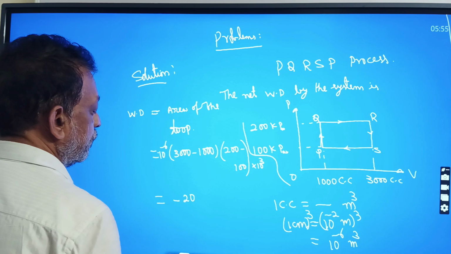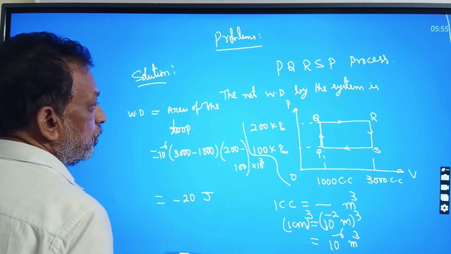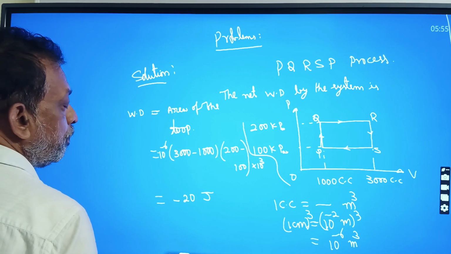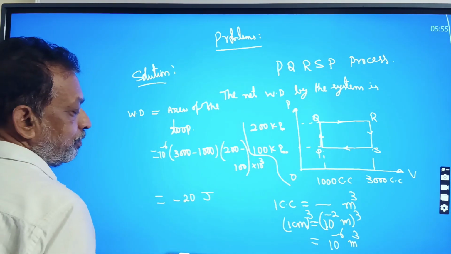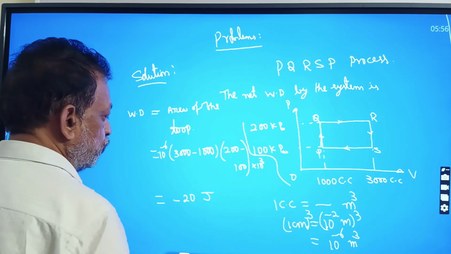What do you need? Joule. Is clockwise minus or plus? Clockwise is positive, anti-clockwise is negative.